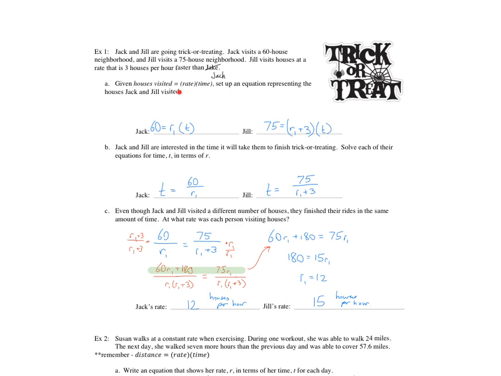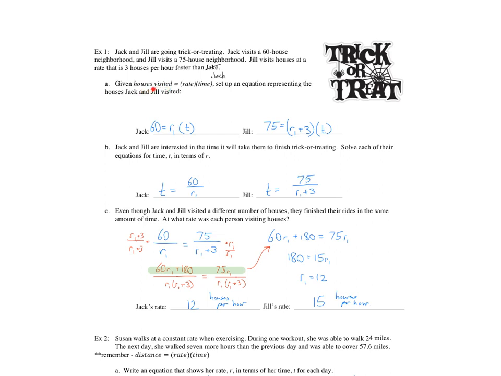So we look at this problem, and we're given houses visited equals rate times time. Okay, so that's the big idea. So distance equals rate times time, houses visited equals rate times time. Set up an equation representing the houses Jack and Jill visited. So these 2 questions, A and B, you never know how you're going to want to set things up.